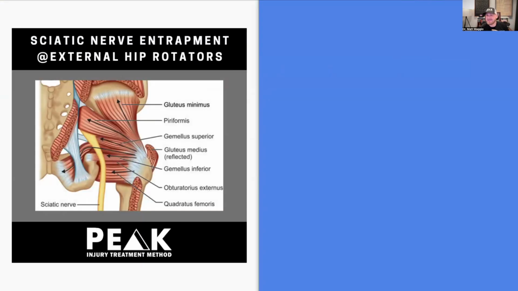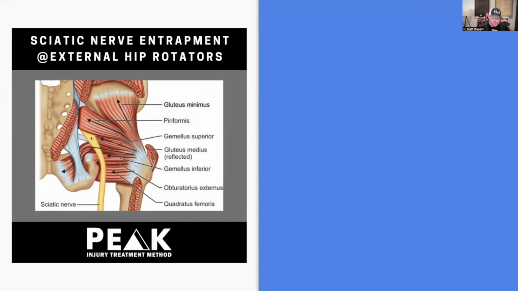So let's say that standing is worse and sitting feels better. I would say 80 to 90% of the time, I'm thinking that I have a sciatic nerve entrapment at the external rotators. Most people think it's piriformis. It is not piriformis. Piriformis syndrome is nonsense. It's garbage. It has "syndrome" in it. Only about 5% of it actually comes from the piriformis.